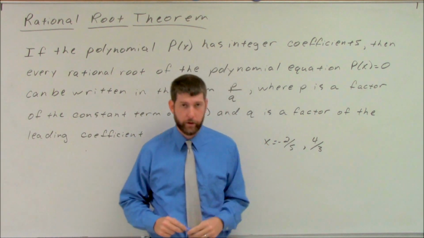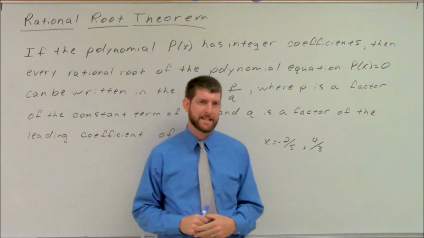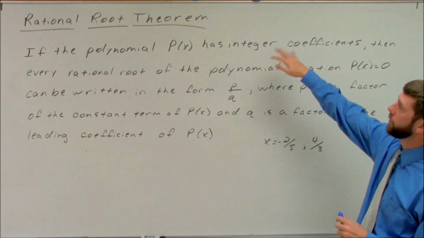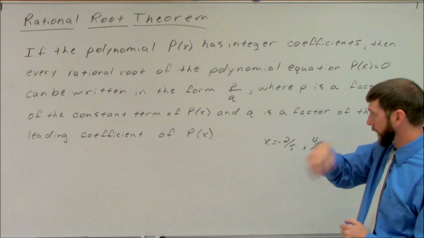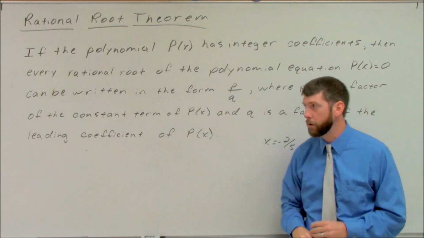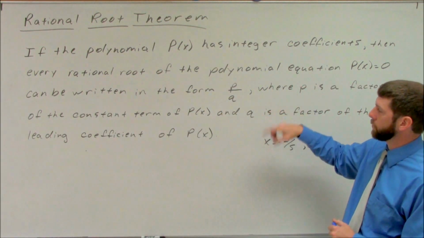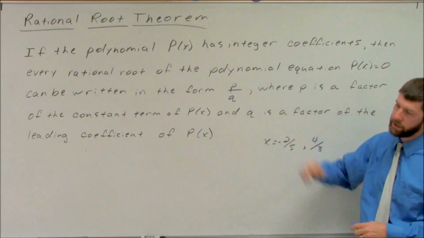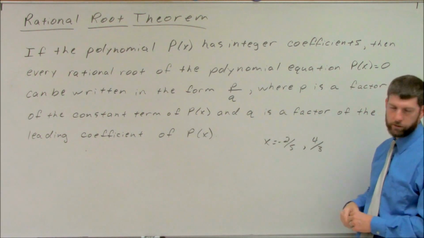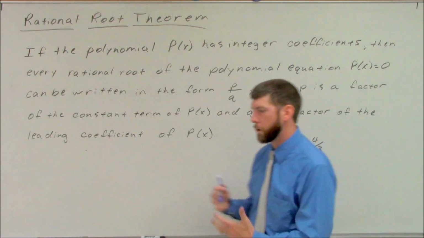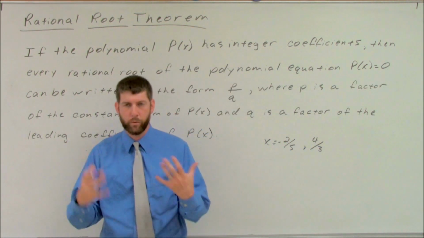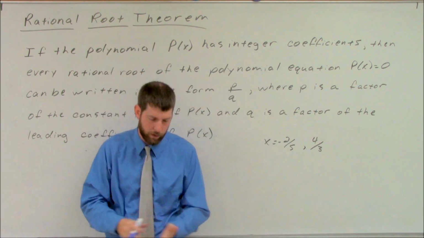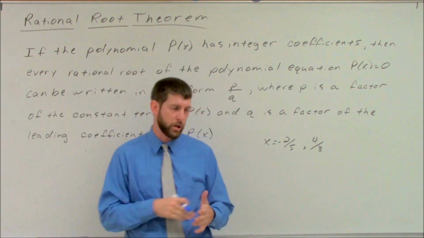What's called the rational root theorem. Some people call it the rational root test. As you can read, it says if we have integer coefficients, then every rational root of the polynomial can be written in the form p over q, where p is a factor of the constant and q is a factor of the leading coefficient. So what that's saying is that every rational root, that means a root that's not an irrational number, no square roots, and is not complex, has no i's in it.